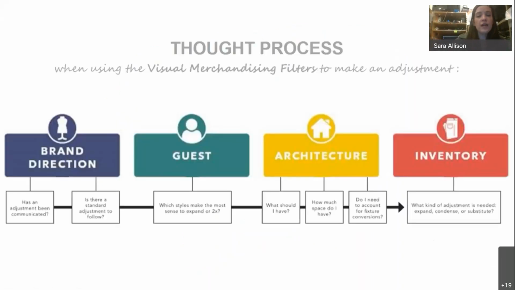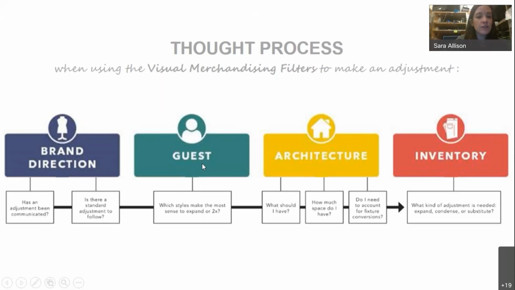Okay, so when we're looking at the thought process of utilizing the visual merchandising filters to make a decision from start to finish, I'm starting with brand direction. First I'm asking, has an adjustment been communicated? You can also think about whether I saw an adjustment for this in Sunday Solves that's been signed off on by the brand. Or is there a standard adjustment to follow? That's more for a presentation like a bra wall or an undie table, where we say, when you sell through, this is always what you do. And there's a way to address that, which we'll look at in a moment.